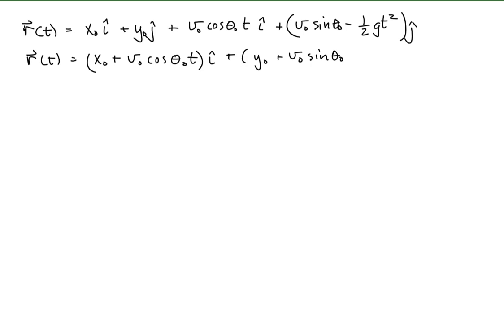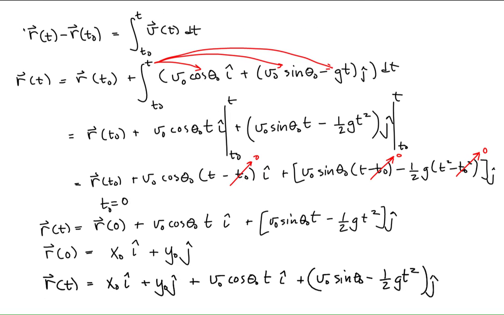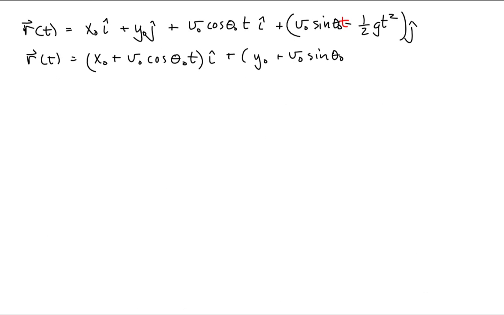It looks like I forgot a t from here. Let's backtrack. Let's look at the previous page. Yes, I forgot to write down a t for that portion of the y component. So going back to our current page, this should be a t right here, minus 1/2 gt squared as our y component.